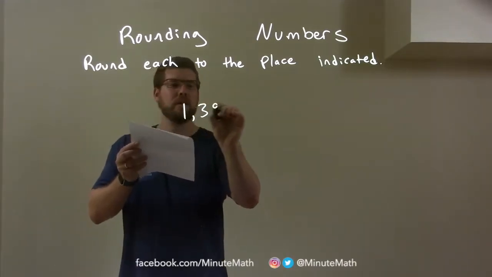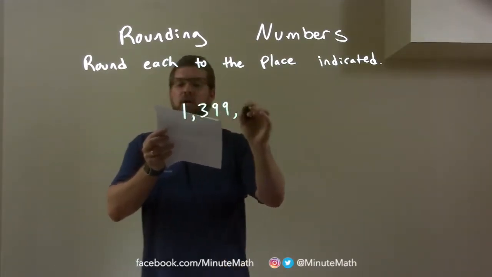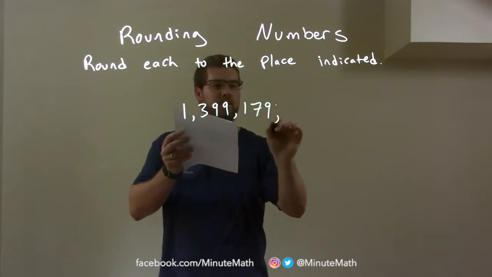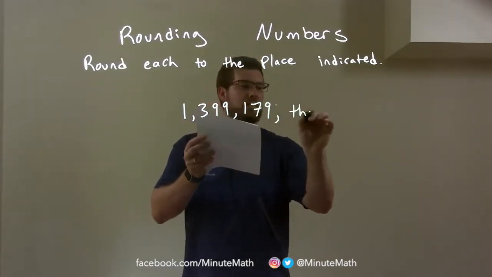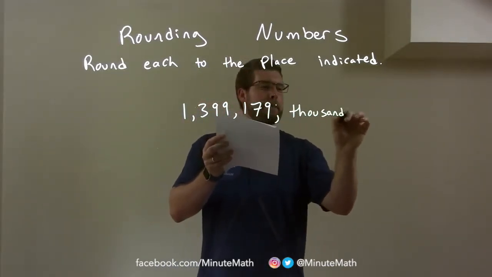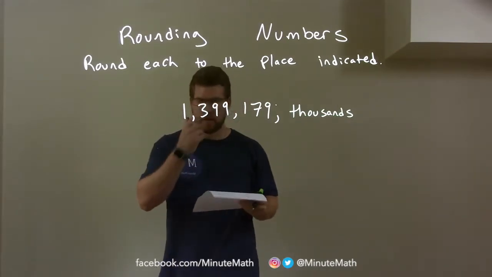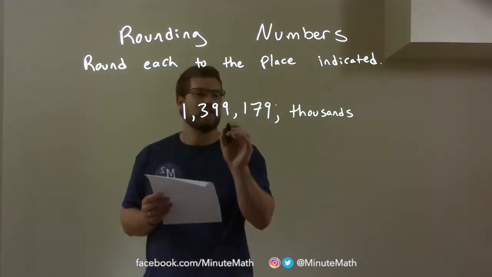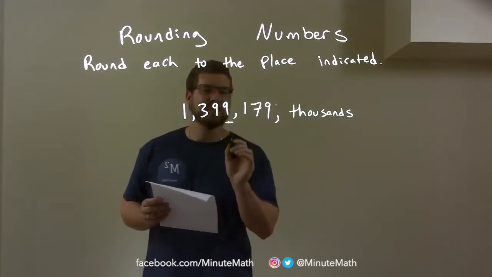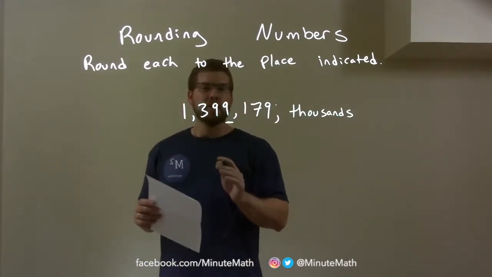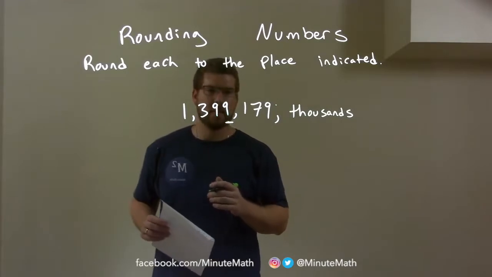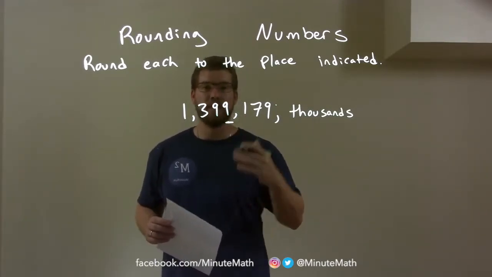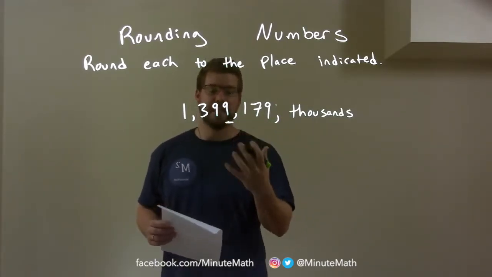1, 3, 9, 9, 1, 7, 9, and we're rounding to the thousands. Okay, we're rounding to the thousands. Well, I look at the thousands place, and the thousands place right here is that 9, the second 9. So I look to the right of that 9, that's where I start, and that's just a 1. That causes the 9 to round down or stay the same.